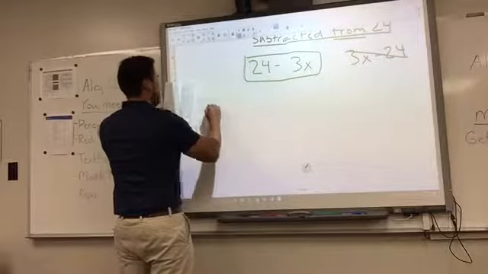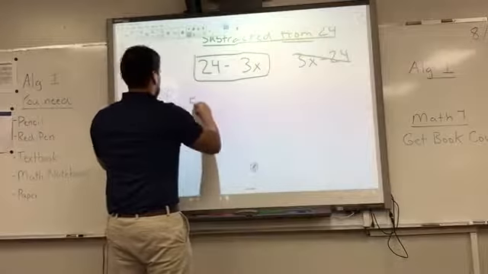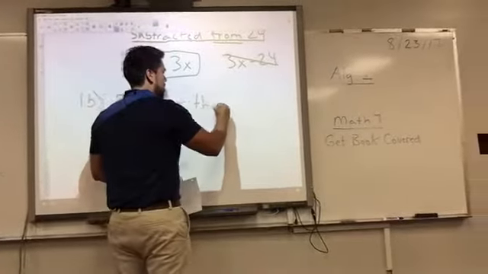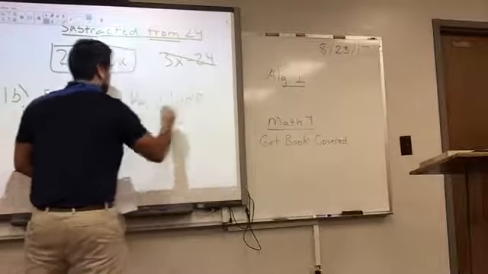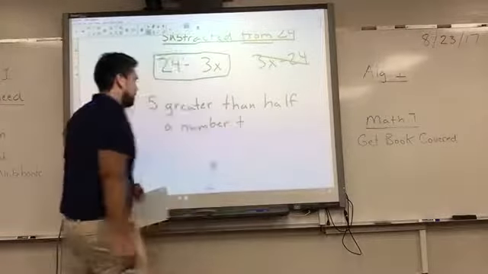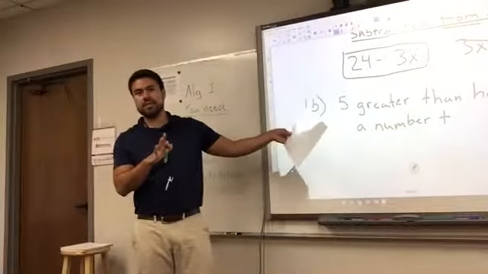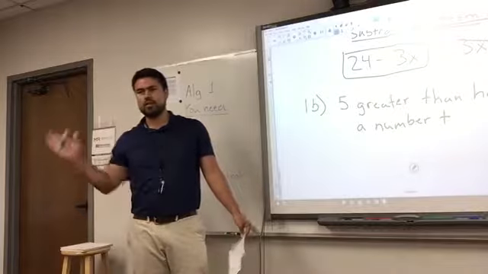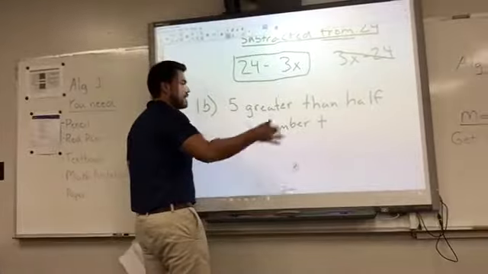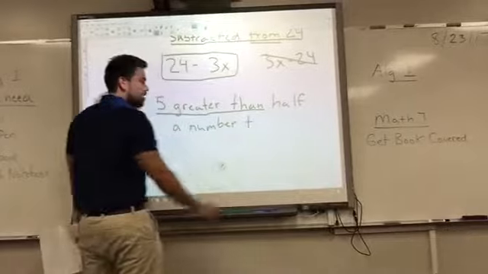All right. 1B. Beth, can you read 1B, the problem? 5 greater than half the number t. All right. How would you write 5 greater than? By the way, there are no inequalities on this lesson, so don't think, oh, wait, is that the greater than symbol? No. We're talking about expressions. Those are inequalities. So that's like a sentence. This is a phrase. So how would you write 5 greater than?